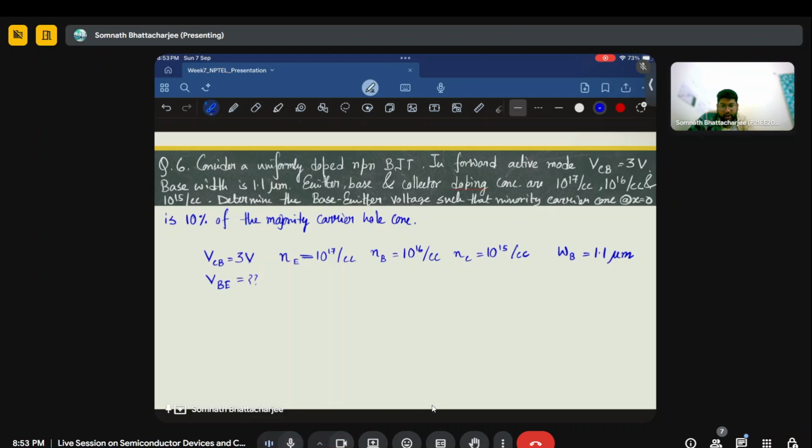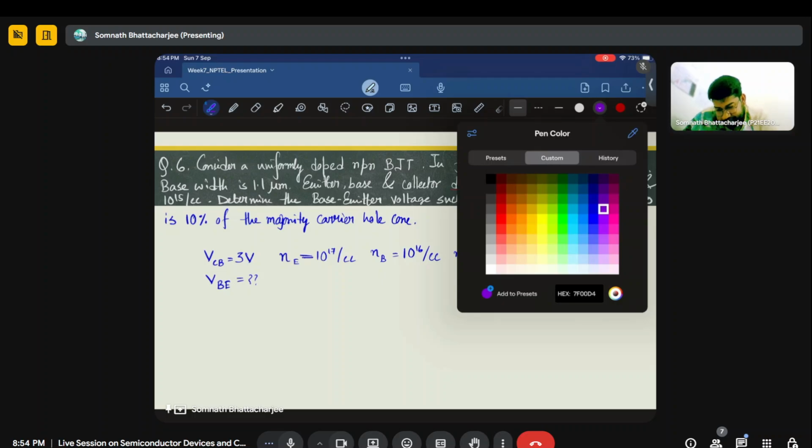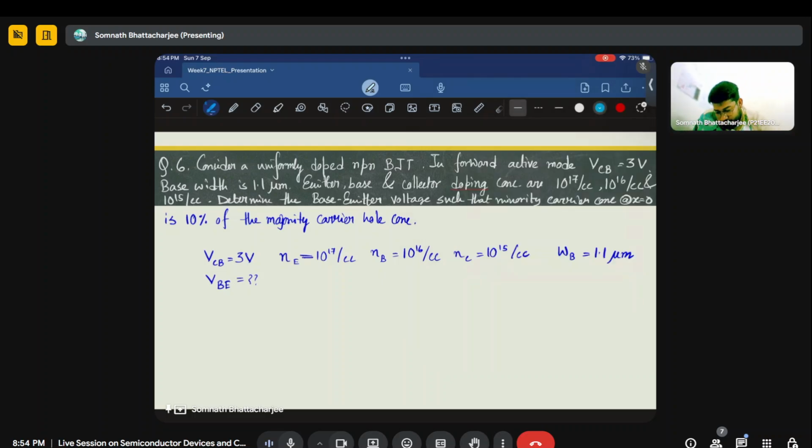Has anyone got any kind of a clue how to solve this? So maybe I'll start with a basic thing. First we need to know what is NP naught, right? The value is nothing but Ni squared by NB. So in the B region we are calculating this. We are just having this value, 10 to the power 16. If we put the value, it should come out like this per cc.